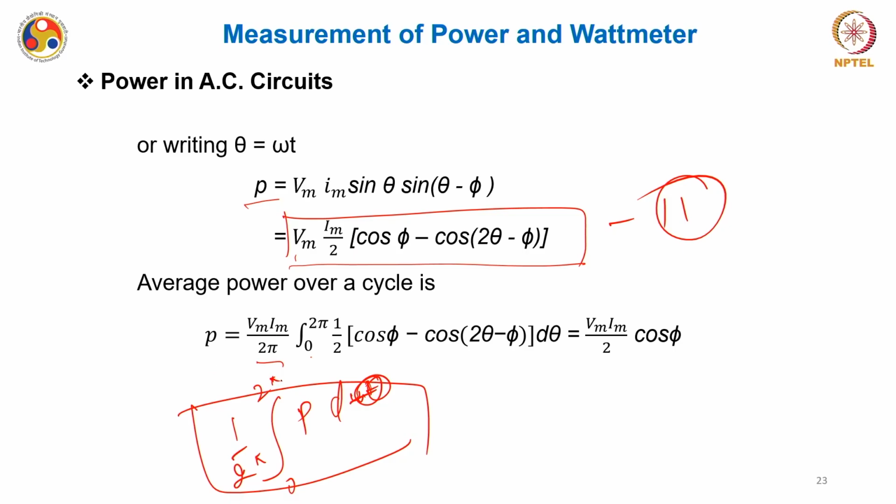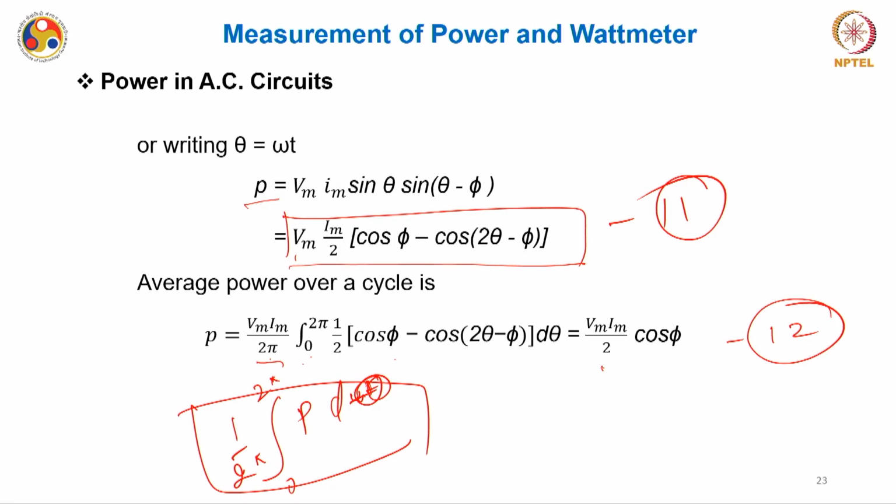This can be given as Vm Im by 2 pi and then integration from 0 to 2 pi of this function, half of cos phi minus cos 2 theta minus phi, d theta. If you integrate, you will get Vm Im by 2 into cos phi, and say this is equation 12. This is the average power over a cycle, particularly for the AC signal where V is equal to Vm sin theta and the current is lagging by a phase angle phi with the voltage.